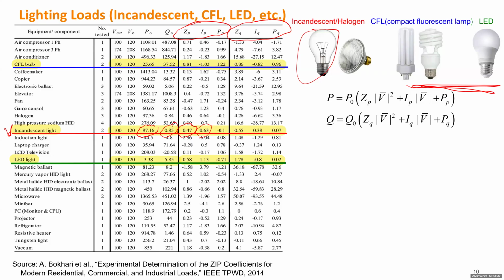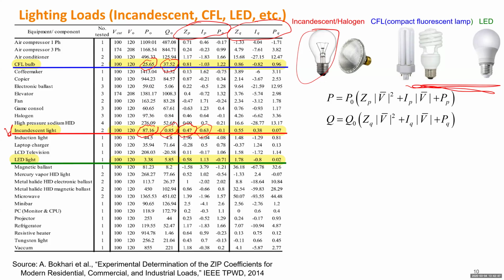If we move to the CFL, which is the blue line, the active power for this one is 25, and reactive power is 37. So the power factor is largely changed.